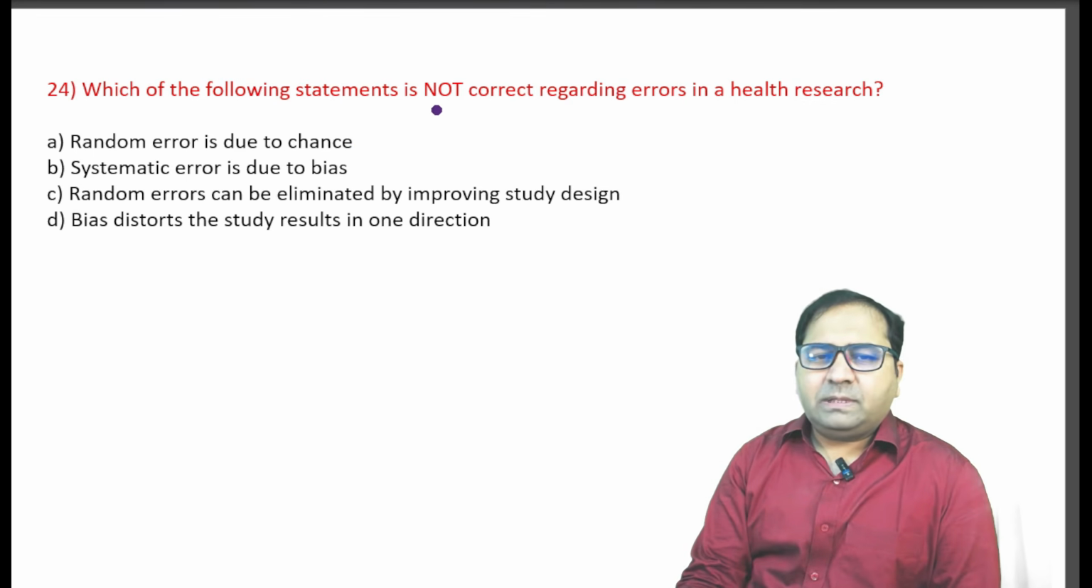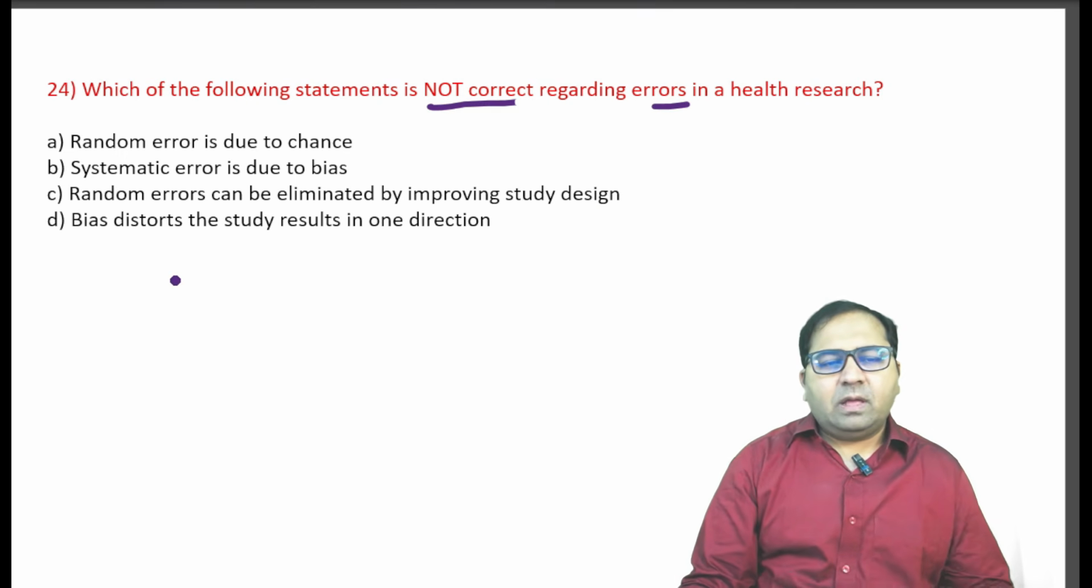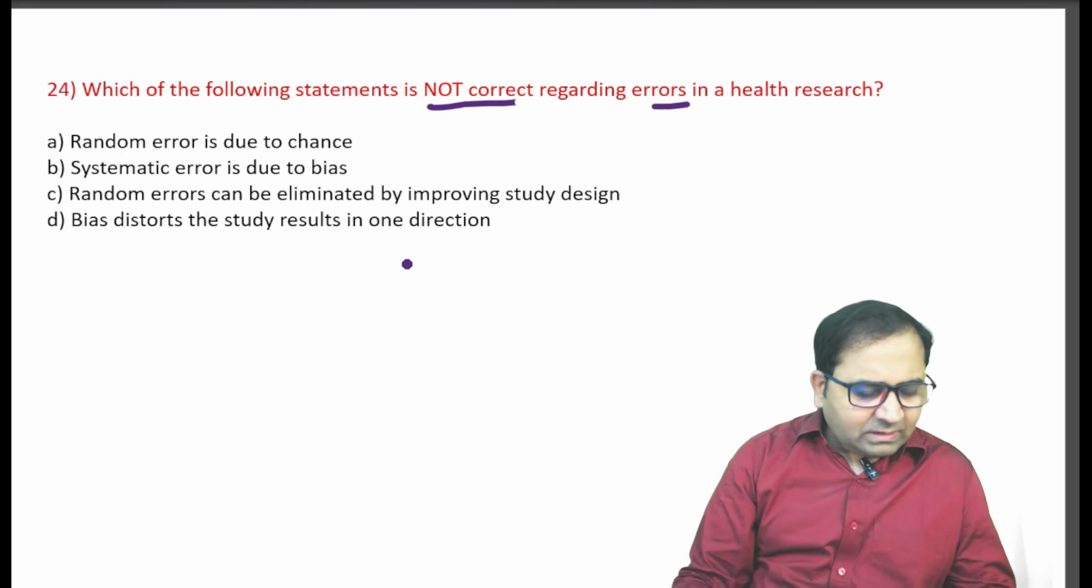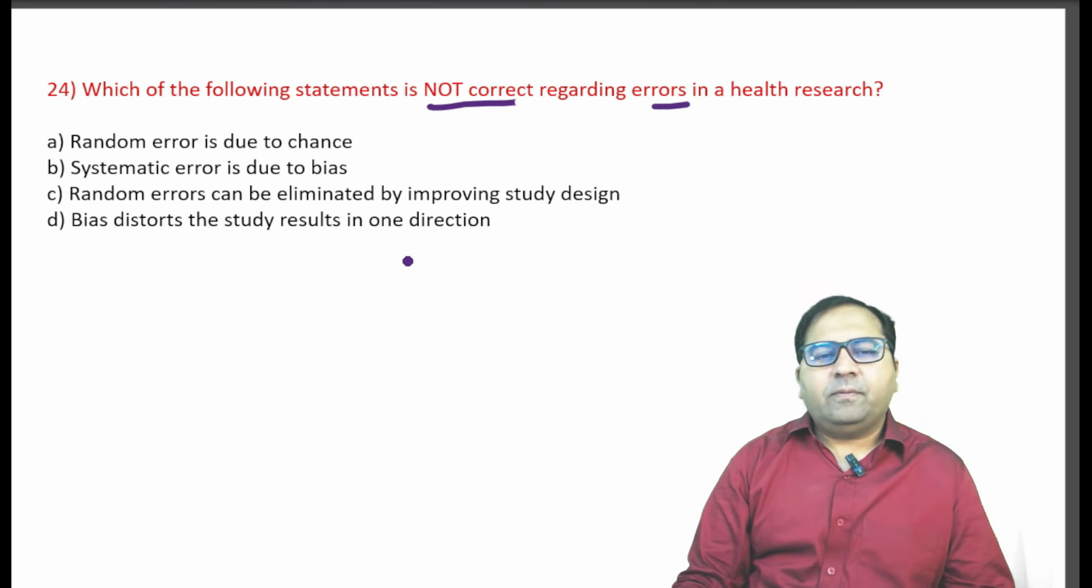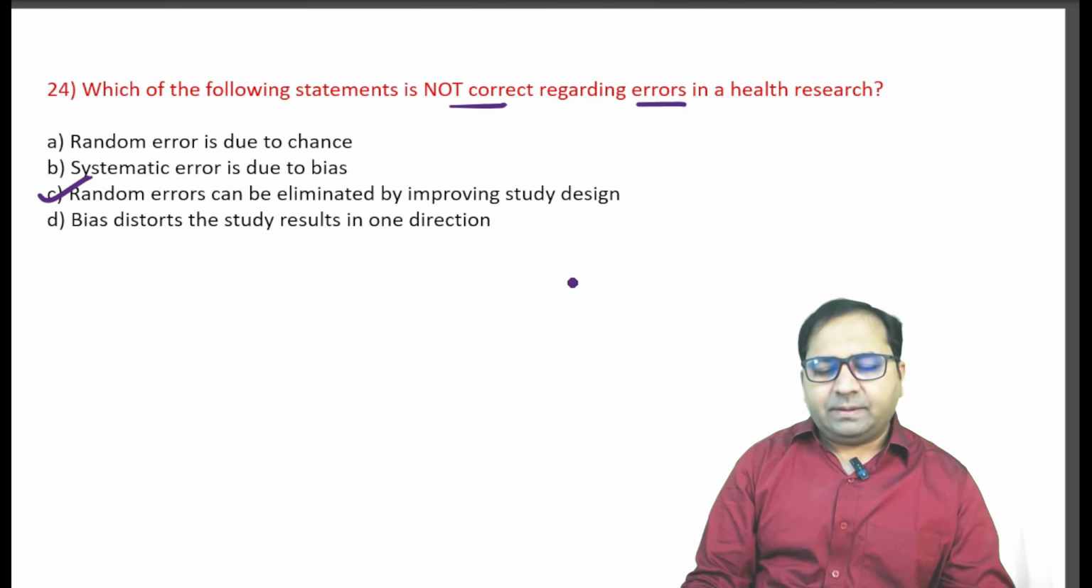Which of the following statements is not correct regarding the errors in health research? The options they gave are A. Random error is due to chance, B. Systematic error is due to a bias, C. Random errors can be eliminated by improving the study design, or D. A bias distorts the study results in one direction. So what is the answer for this question? The answer is C. Random errors can be eliminated by improving the study design.